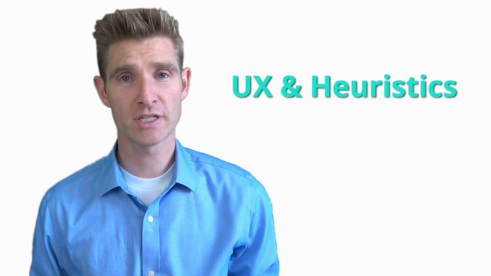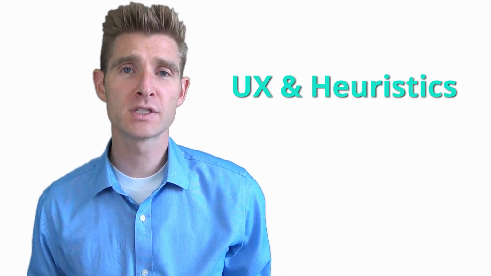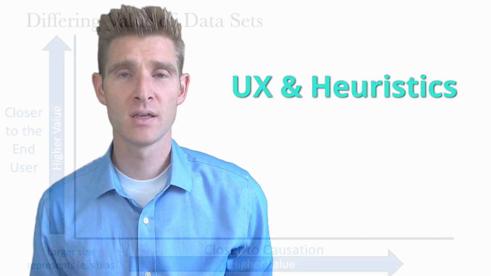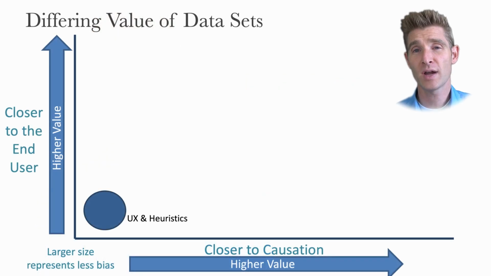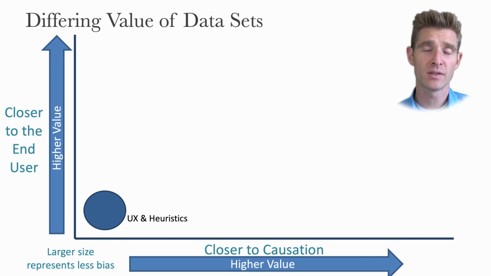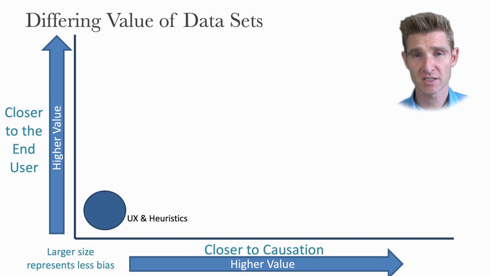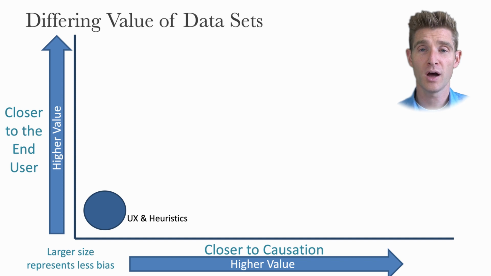The first type of data that I want to talk about is UX and heuristics. There are a lot of good principles and best practices in UX design. The challenge is that's just our own ideas. It's what the industry tells us, or it's what professionals tell us. If you're doing a heuristic analysis, it's what you think. So the challenge with a UX or heuristics approach is it's not close to the visitor. It's very centered on what we think. It's also, there's no causation there.